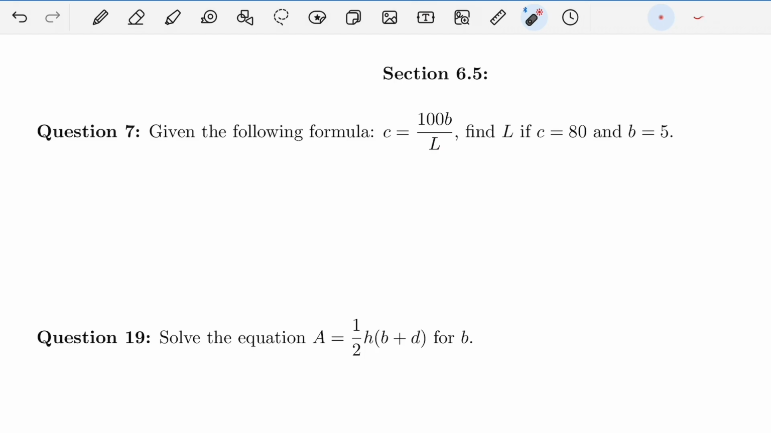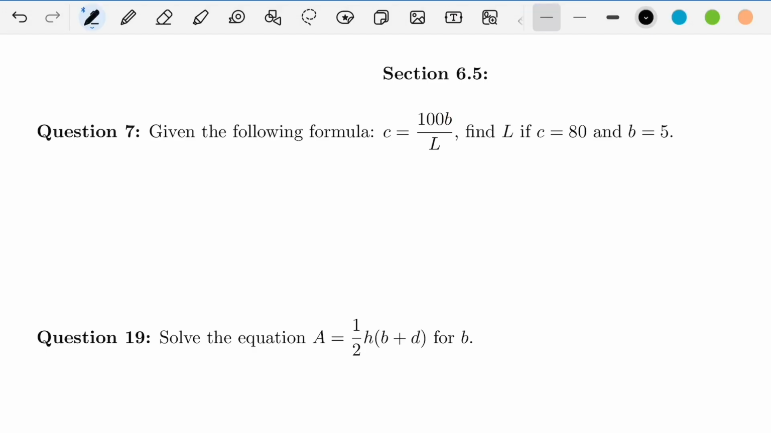Either way, you're going to end up with the correct answer, but in this case, I think we'll use the second method. So we'll plug in these values for our variables first and then solve for L. So if C is equal to 80, we're going to have 80 is equal to 100 times B, where B is 5, and this is all over L.